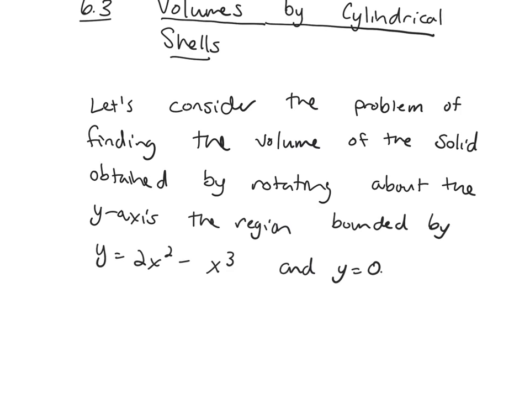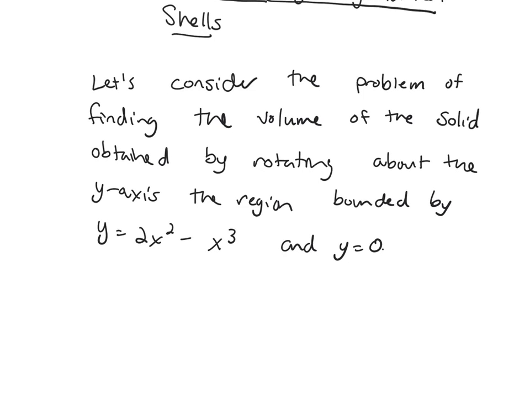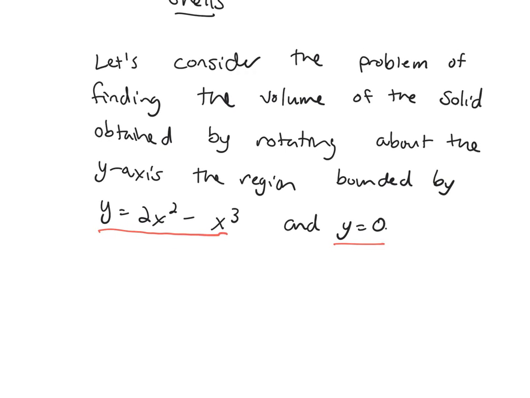So what did we do first when we did these volume problems? We need a picture of our region, right, in general. So I see these functions here, y equals 2x squared minus x cubed and y equals 0. We find their intersection points, just setting them equal to each other. So I'll set 0 equal to 2x squared minus x cubed. I've already got 0 on one side, so I can jump to factoring.